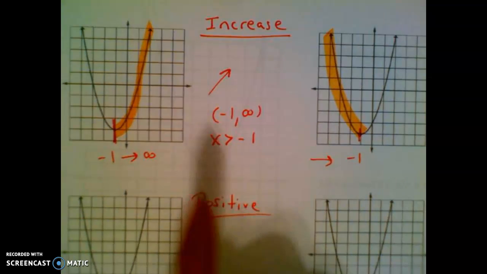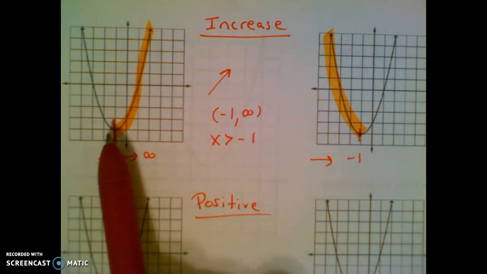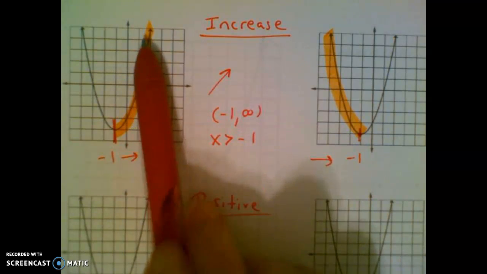Okay, so you should have a peak or a valley, where it increases or decreases. So this decreases, then it has its vertex, and then it increases.